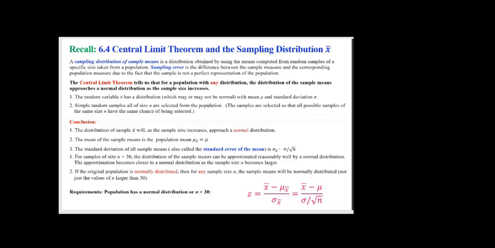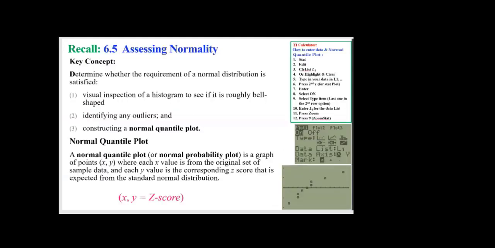In which case the value of mu stays the same. So mu of X bar is mu. Sigma of X bar is smaller, sigma divided by square root of N. Normal plot is simply using X and Y value, where Y is the corresponding Z score for X. X comma Y, Y is the corresponding Z score for X.